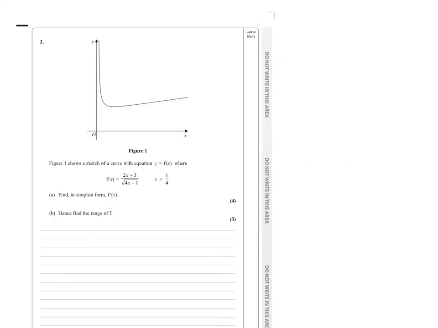Okay, question 3. Figure 1 shows a sketch of the curve of the equation y equals f(x), where f(x) equals (2x plus 3) over the square root of (4x minus 1), where x is greater than a quarter. So, find in the simplest form the differential of f(x). Okay, nice and easy. What do we have?